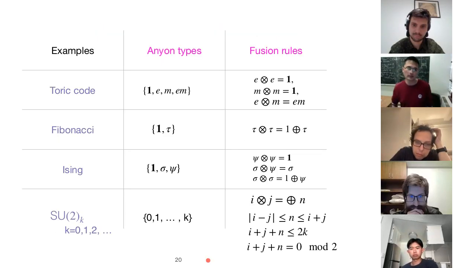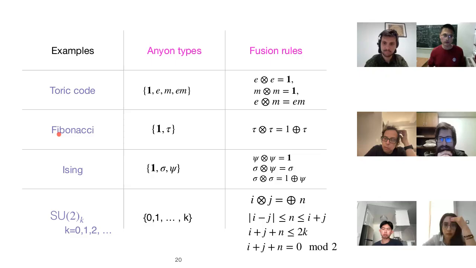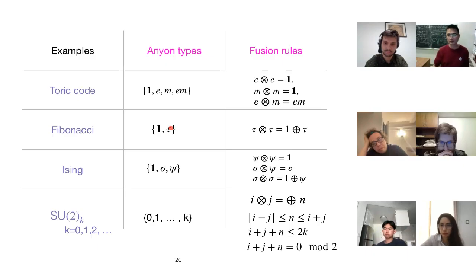Here are some quick examples of modular tensor categories or anyon systems. I've talked about the toric code. It supports four anyon types: the vacuum, an E particle, an M particle, and a composite particle, EM. Here we have the fusion rules. And in other cases, we have the Fibonacci anyons. In this system, in addition to the trivial anyon, there's only one non-trivial anyon, tau. And you see the fusion rule is particularly interesting. When you fuse two tau anyons, you end up with either the trivial anyon or the tau anyon.